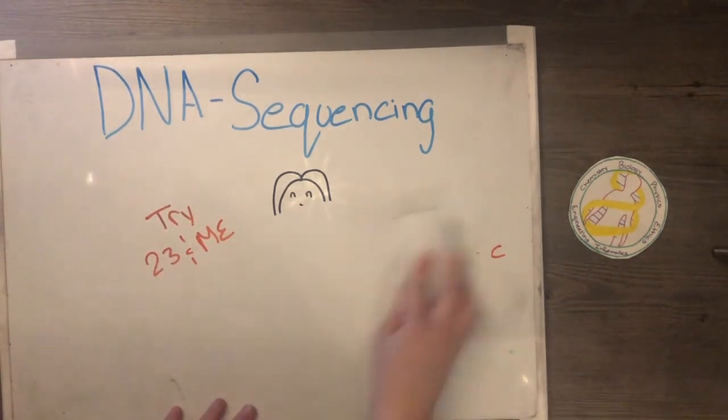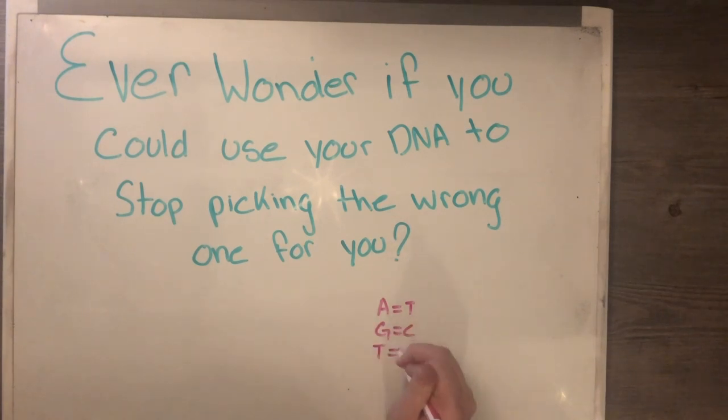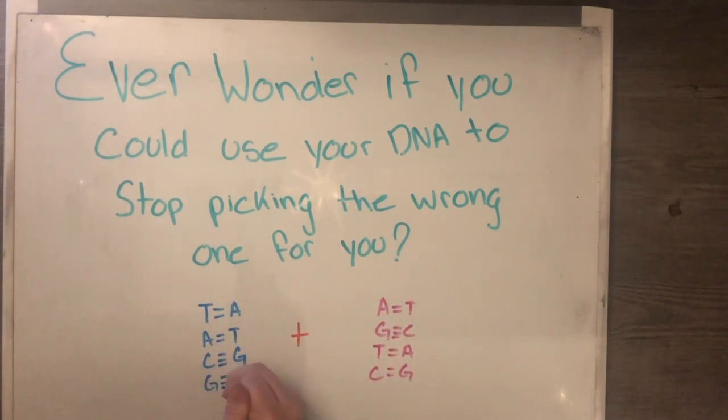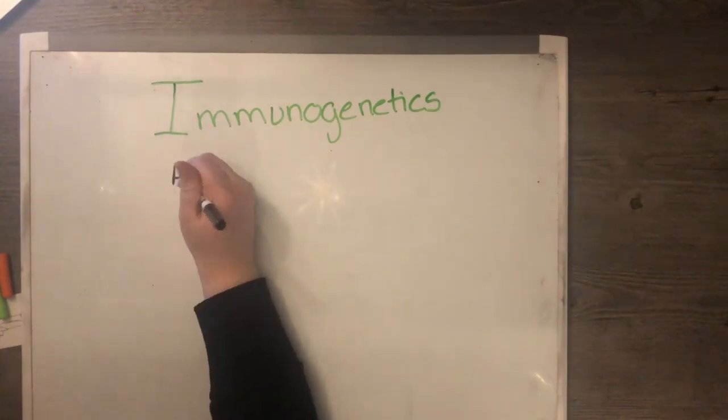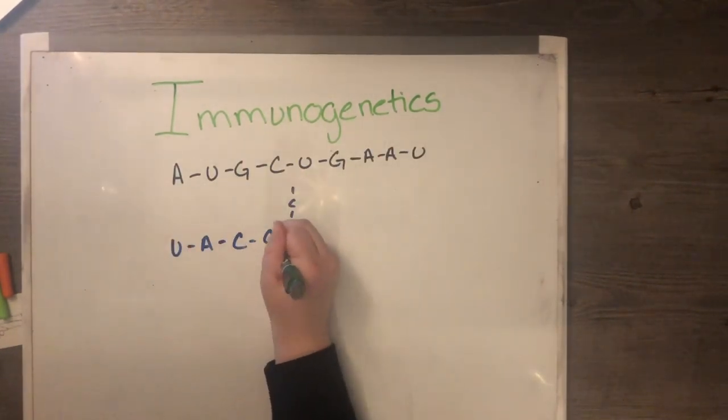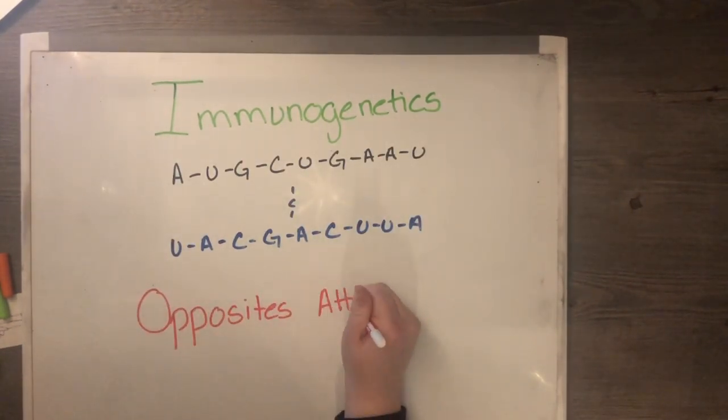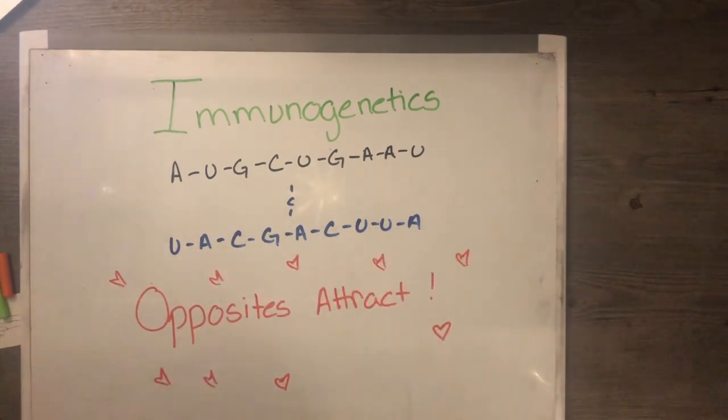This brings us back to the question of the video. Have you ever wondered if you could use your DNA to stop picking the wrong one for you? Well, you can. By sequencing your DNA, you can get a better understanding of your immunogenetics, which has a strong effect on relationships and compatibility. The idea of opposites attract is true when it comes to our immune systems.